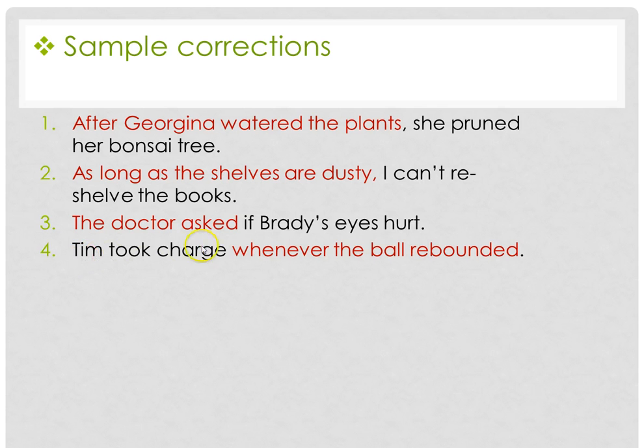So, Tim took charge wherever the ball rebounded. So in this case, I added an independent clause to the beginning again. Tim is my subject. What did he do? He took charge. And I have the subordinating conjunction at the end. No comma because it follows the independent clause.